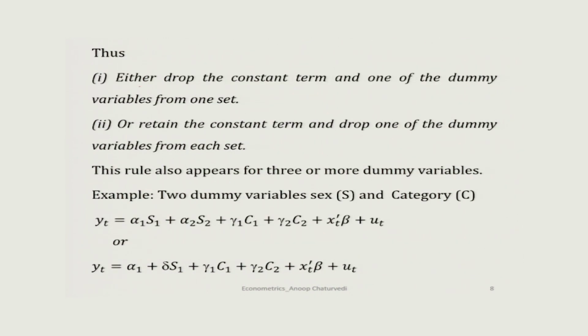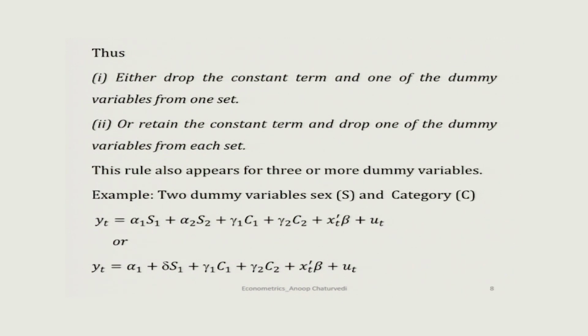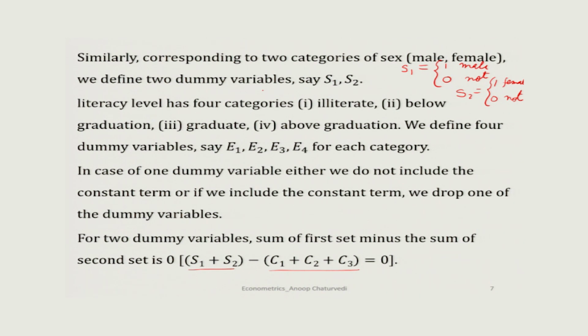So, either we drop the constant term and one of the dummy variables from one set, or we retain the constant term and drop one of the dummy variables from each set. Say you are dropping the constant term, then you drop one of the dummy variables from one set. Means if you have one dummy variable and you drop the constant term, then you retain both the dummy variables. But here you have to drop one of the dummy variables even if you drop the constant term. So, either you drop S1 or S2 or C1 or C2 or C3. So, either you drop one of the dummy variables from this group or from this group.